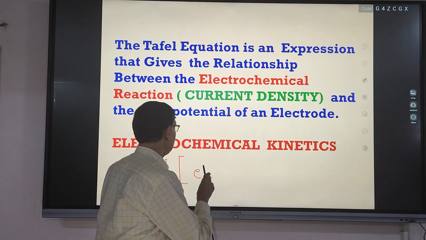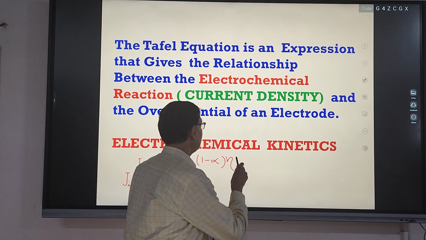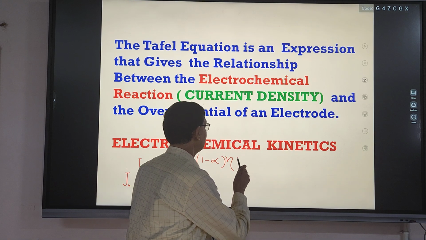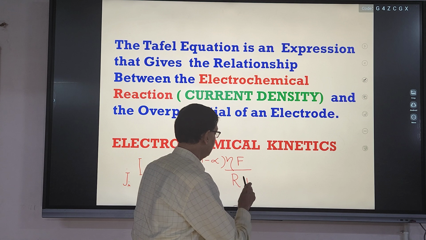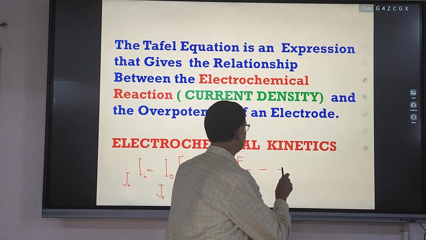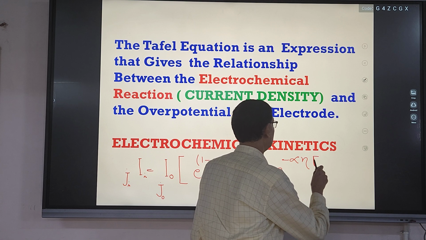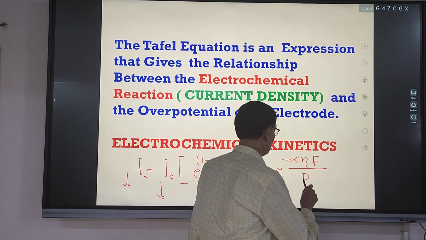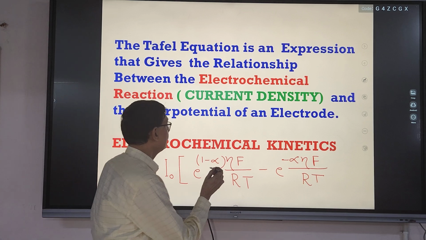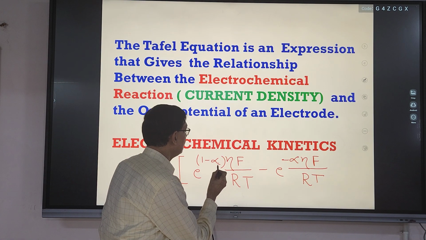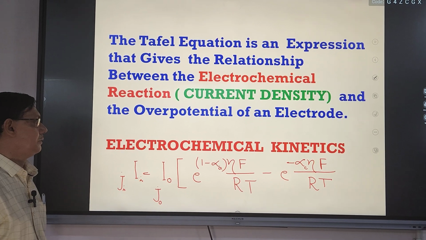So if I write exponential (1 minus alpha) eta F by RT, minus, or in some places beta also, F by RT, without considering the anodic current, or suppose I am talking about this anodic A, or even you can directly write exponential alpha A n F by RT.